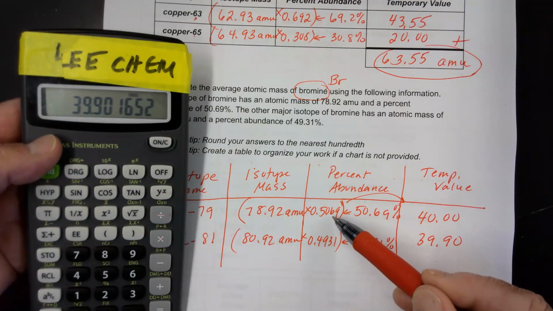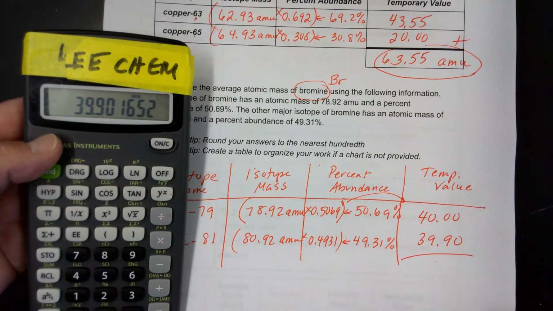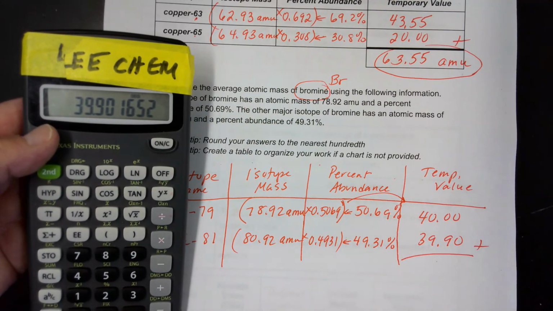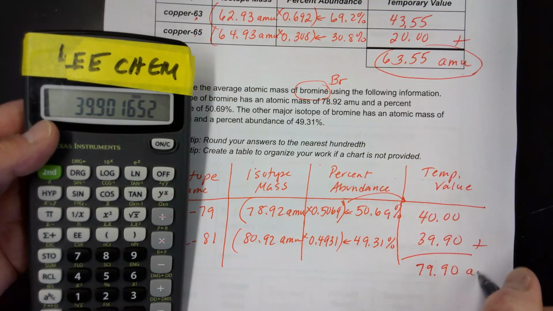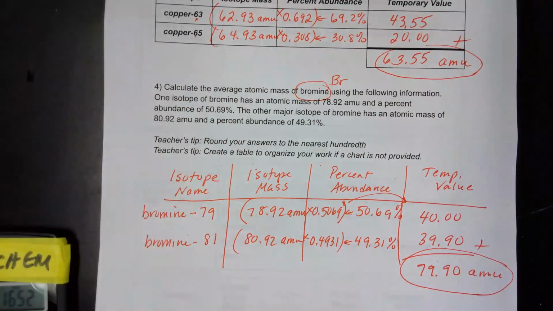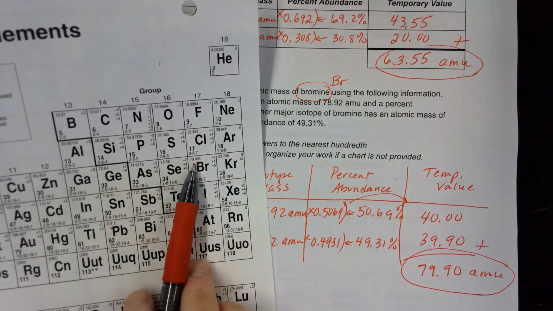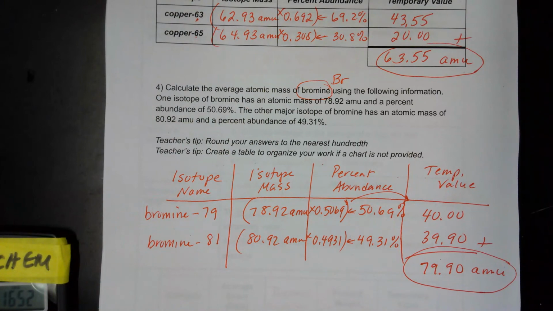It's interesting, this problem. The percent abundances are about 50-50, so doing a straight average on these two probably would have given you pretty even or pretty similar results. Remember, you're adding the temporary values, and so you can see here you're going to get 79.90 AMUs as the average atomic mass for bromine. Verifying that on the periodic table, we see indeed 79.904. So our final answers here are remarkably similar.